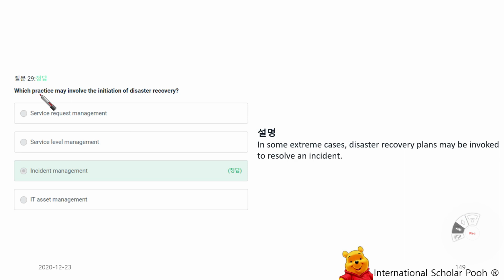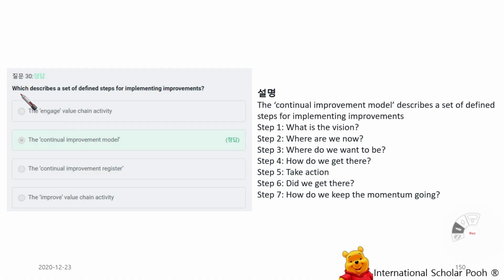Which practice may involve the initiation of disaster recovery? Incident management. In some extreme cases, disaster recovery plans may be invoked to resolve an incident. Which describes a set of defined steps for implementing improvement? The continual improvement model. The continual improvement model describes a set of defined steps for implementing improvement.